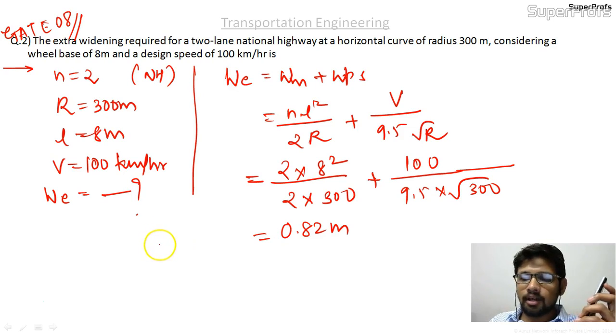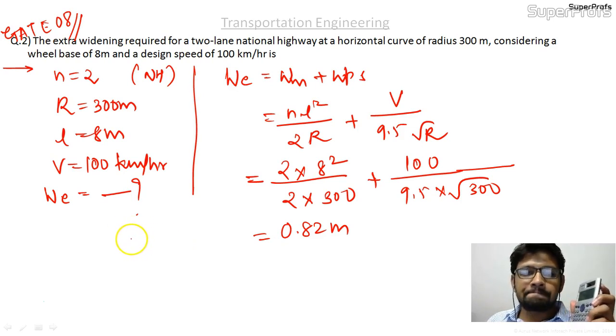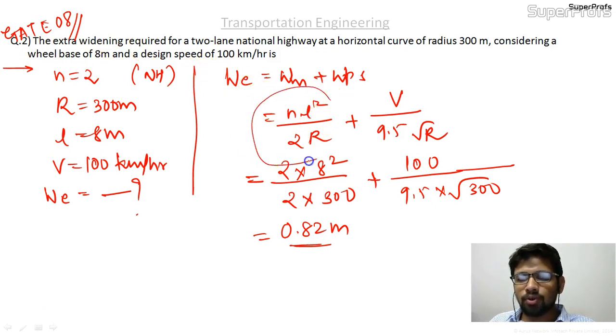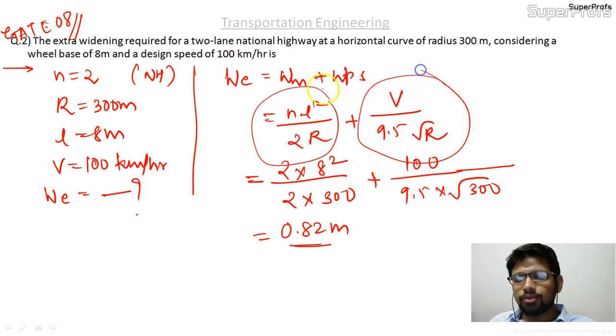This is the extra widening required for a 2-lane national highway, 0.82 meters. You might have realized that even in GATE 2008 the questions are so straightforward and simple, and you just need to remember these two formulae. If you practice well, it is very easy to remember. For engineers it is obvious that mechanical widening will be based on the number of lanes, the length of rigid wheel base, and the radius.